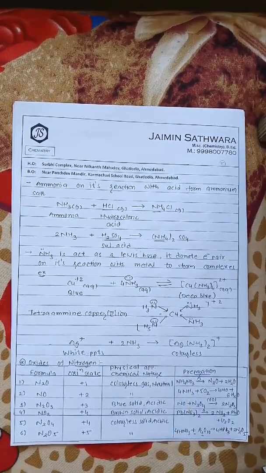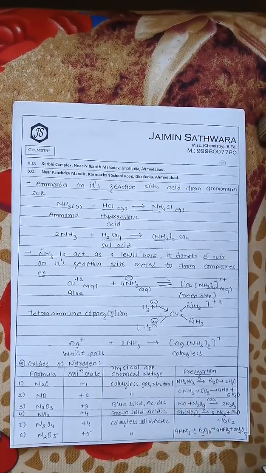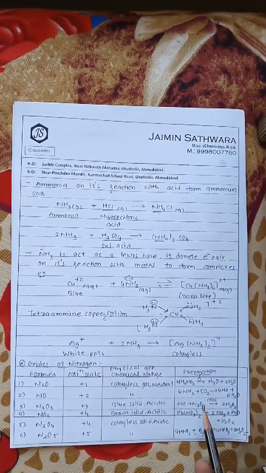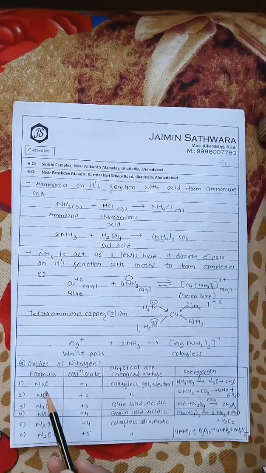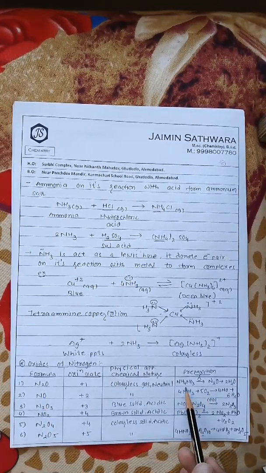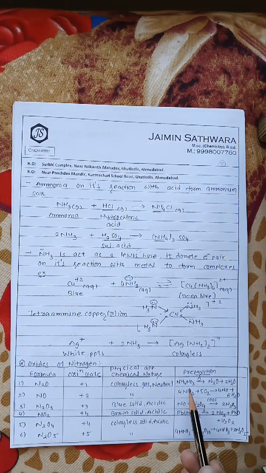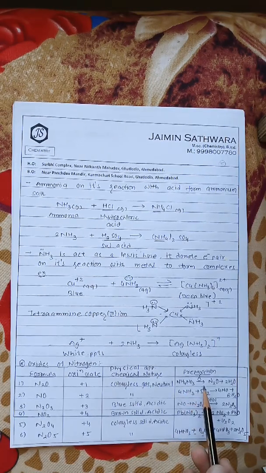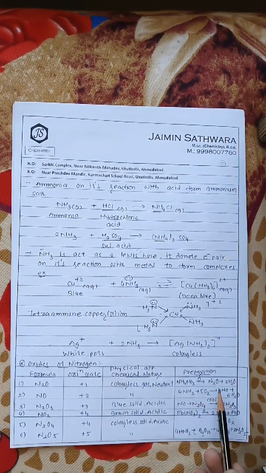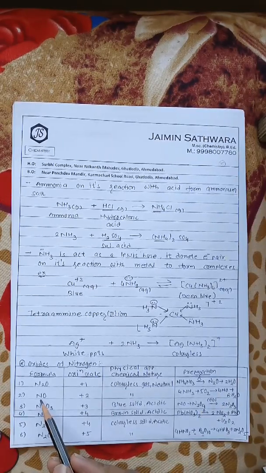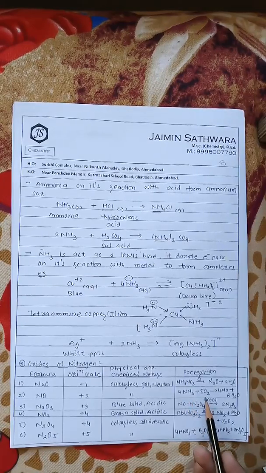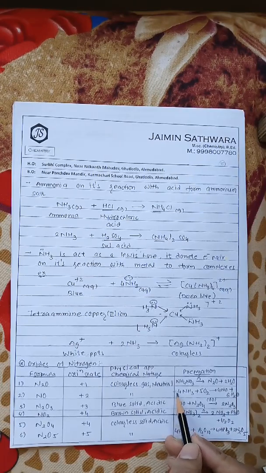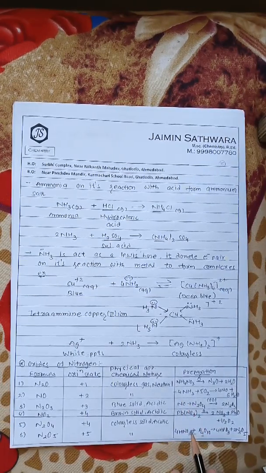Now the preparation. Preparation is important. Now the preparation of N2O. N2O, called nitrous oxide, is obtained by the decomposition of ammonium nitrate. This ammonium nitrate on its decomposition gives N2O. Similarly, NO, nitric oxide, is obtained with the help of ammonia: on its oxidation reaction it gives NO. This reaction is called the first step of the Ostwald process.